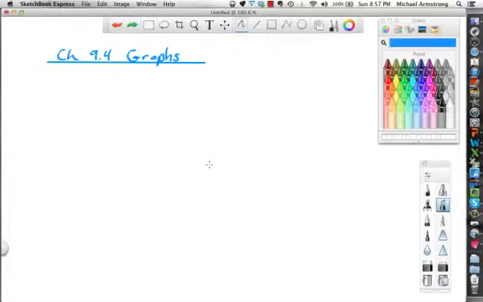Okay, chapter 9.4, graphs. We've been working on functions this whole time. And we've talked about the function machine, which I've always shown as this little chute where you put something in and something else comes out.